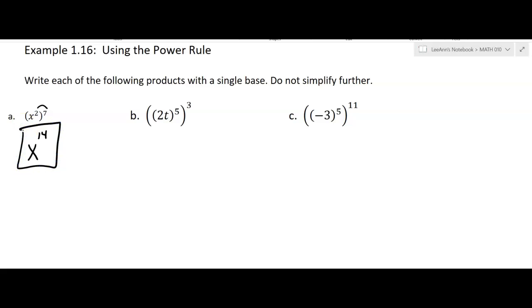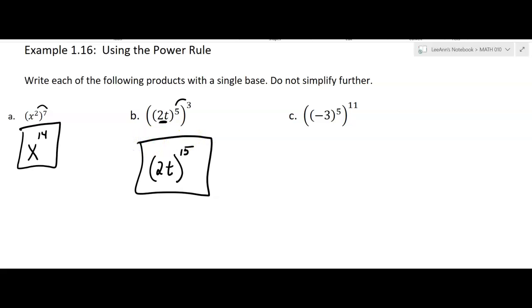All right. Now here we've got some parentheses. Don't let that scare you. The base is 2t. You want to keep that in parentheses, so don't drop those. But then it's being raised to the 5th power, but then to the 3rd power. So that's going to be to the 15th power. And we'll just leave it like that because we're not going to simplify these.